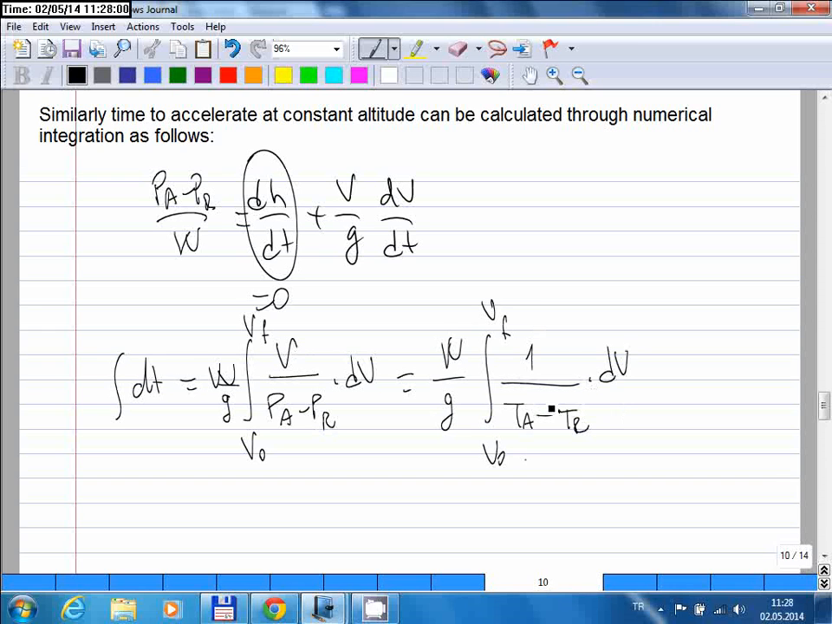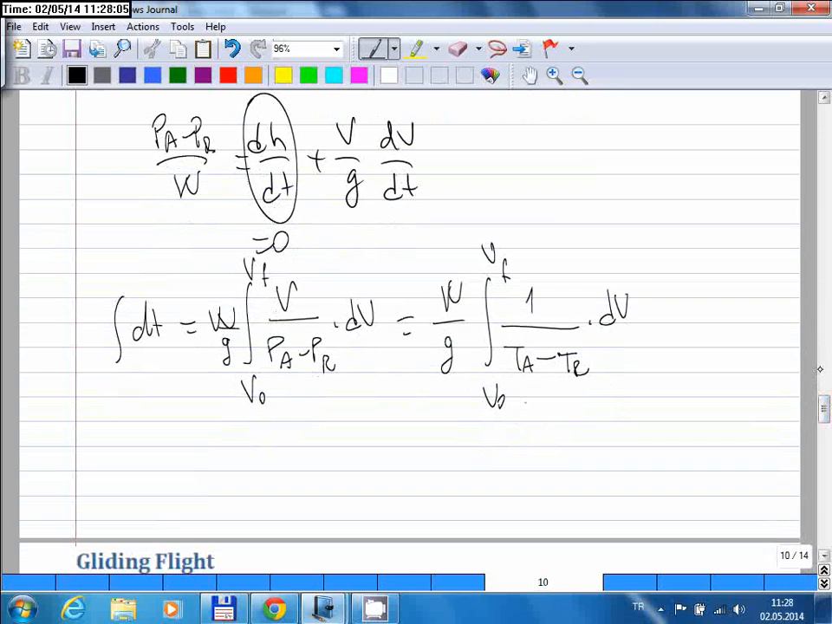In fact, you can do this analytically, I think, because you don't need to worry about going from altitude to air density. Here you have velocity directly within that equation. Okay, any questions?